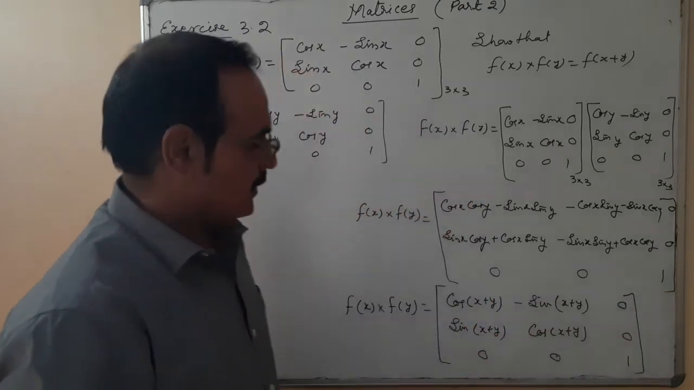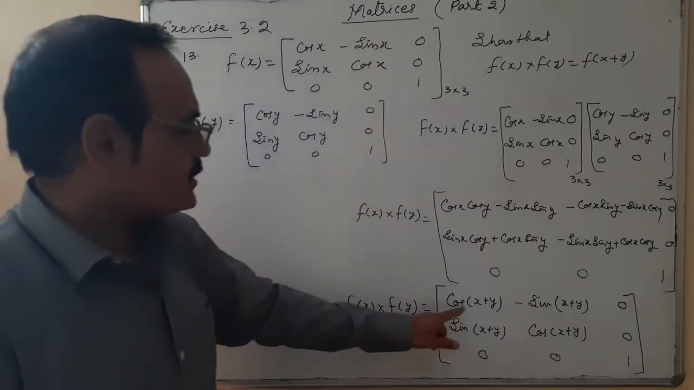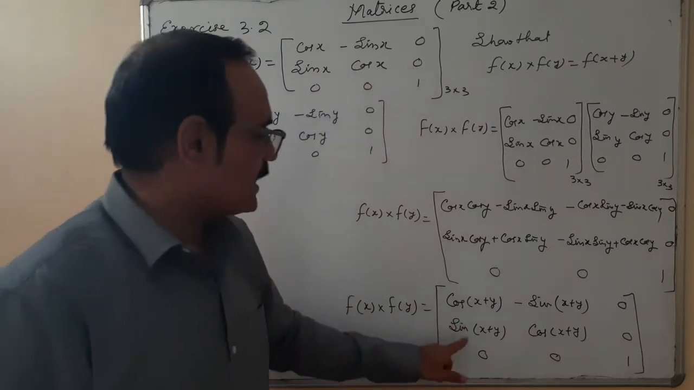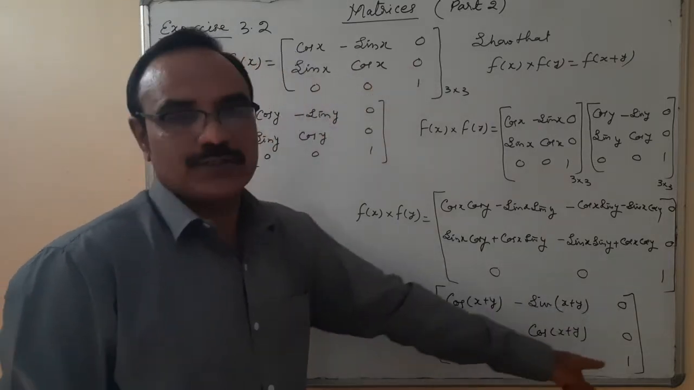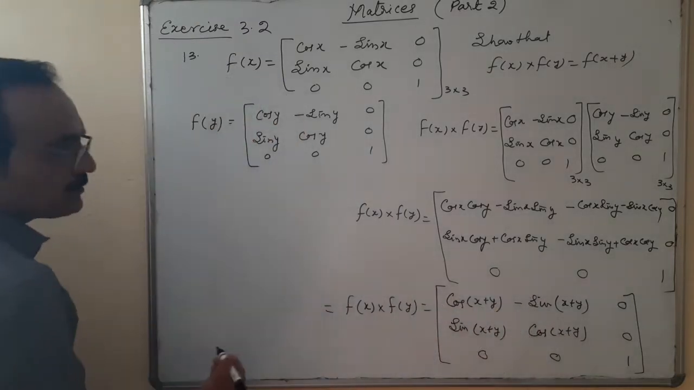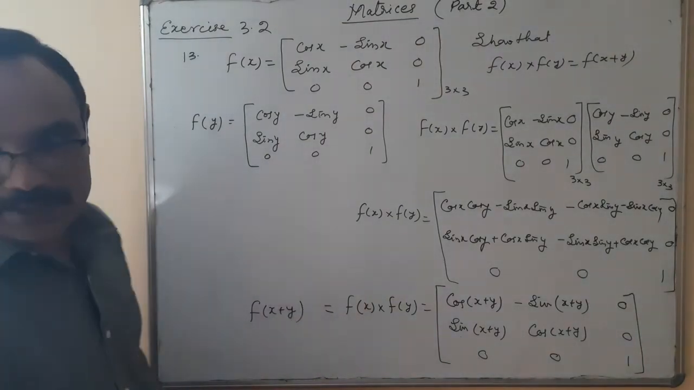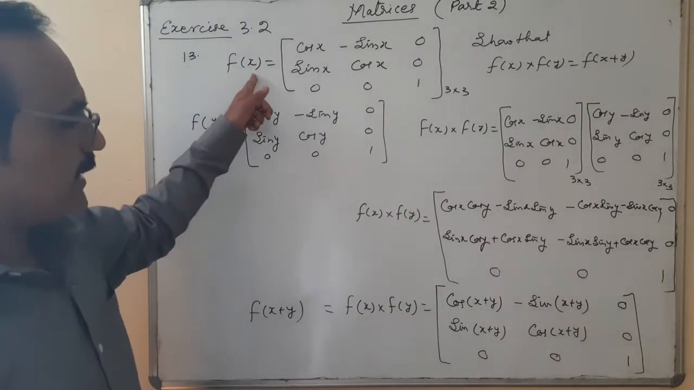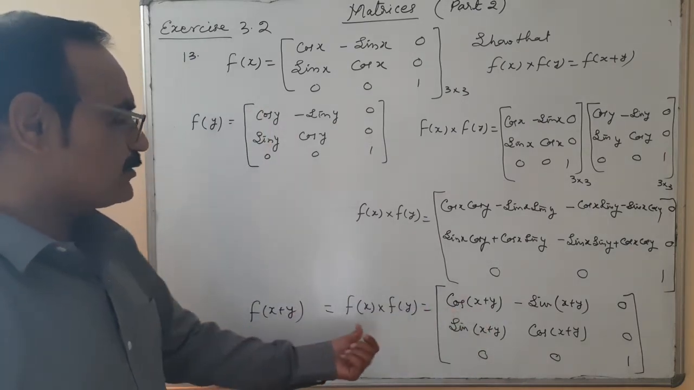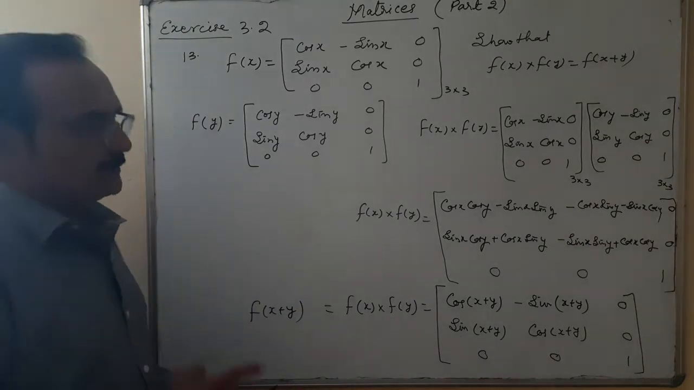What is coming here? You can see, f of x is cos x, minus sin x, 0; and the result is cos of x plus y, minus sin of x plus y, 0; sin of x plus y, cos of x plus y, 0; and then 0, 0, 1. So the indication of this matrix is that it is f of x plus y. You can understand that where there is an x, I can put x plus y. So this is proved: f of x plus y is equal to f of x multiplied by f of y.